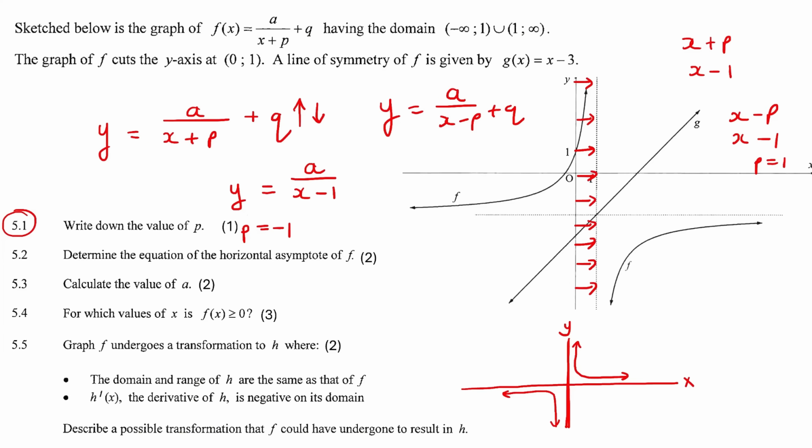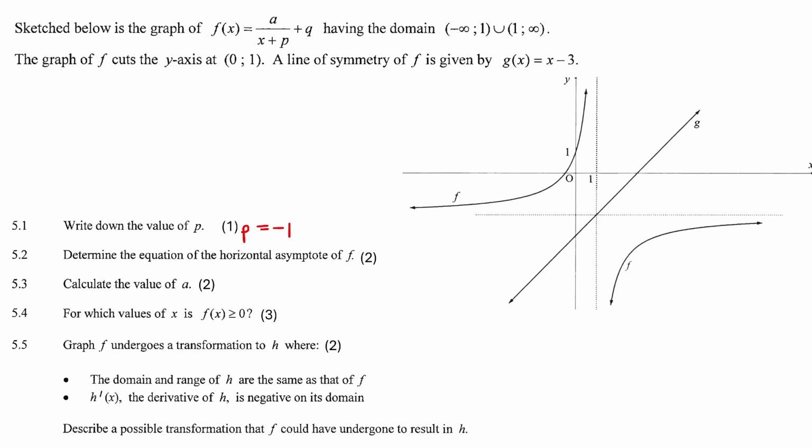Okay, now the next one says, determine the equation of the horizontal asymptote. So the horizontal means this. Now, we know that that's going to have the equation y equals something. So we've got to now try think what that is going to be. So can you see that we know the equation of this line? Okay, they told us that that is y equals x minus 3.